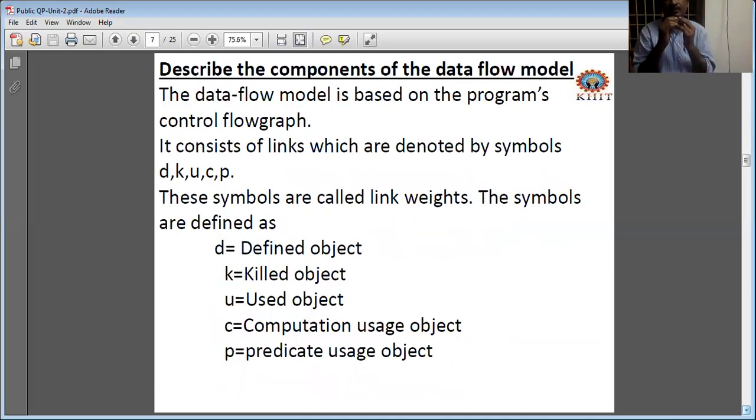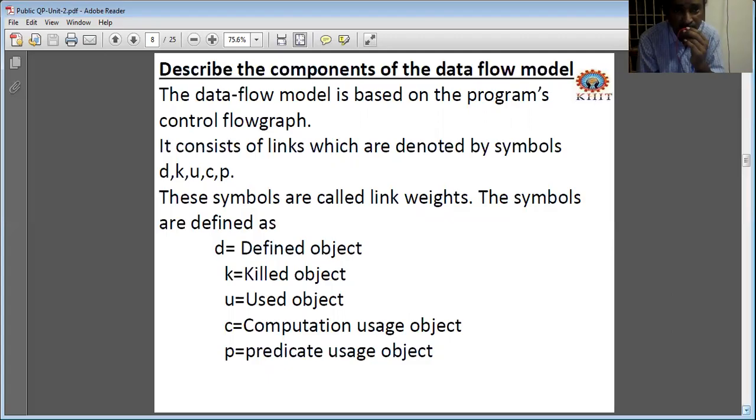Describe the components of the data flow model. The data flow model is based on the program's control program. Next question.